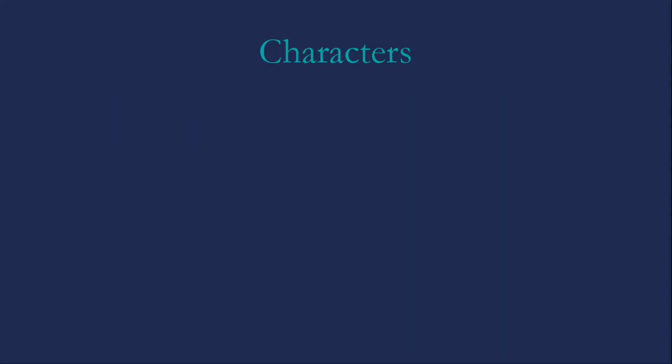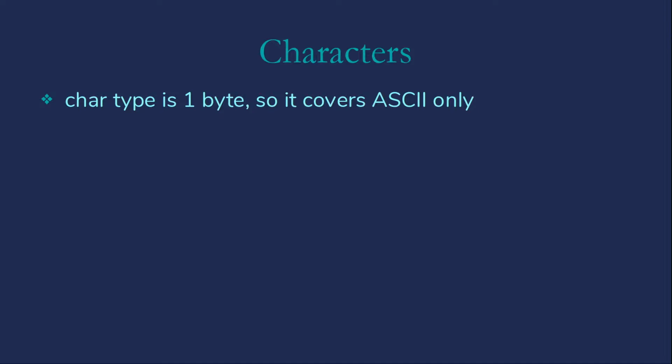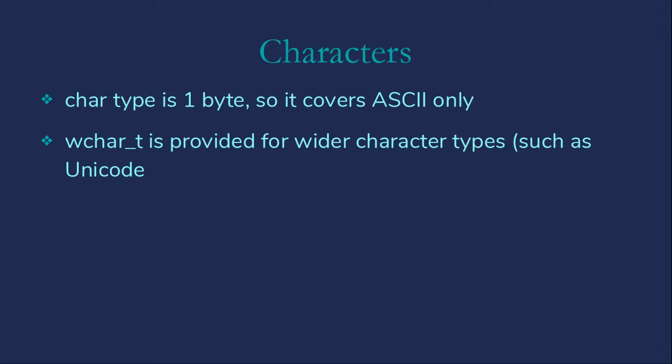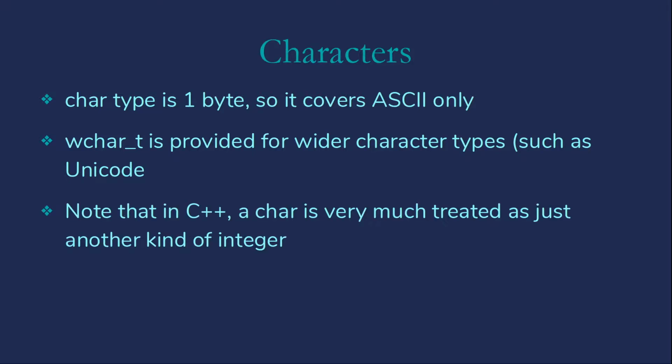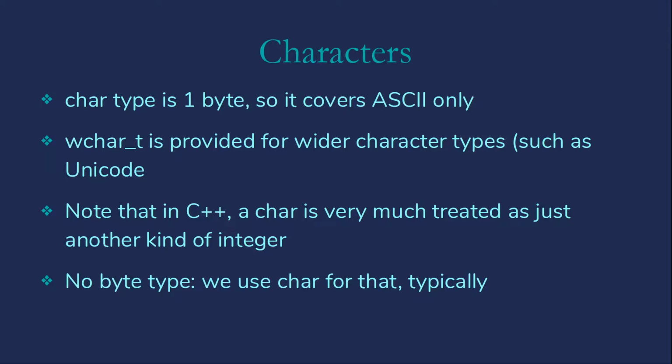Another difference between C++ and Java has to do with characters. The char type in C++ is just 1 byte, so it only covers ASCII. There actually is a wchar_t that is provided for wider character types, such as Unicode. It's worth noting that in C++, a char is treated in a lot of ways as if it were just another integer type. There is no byte type in C++. We typically use char in places where we might use byte in Java.